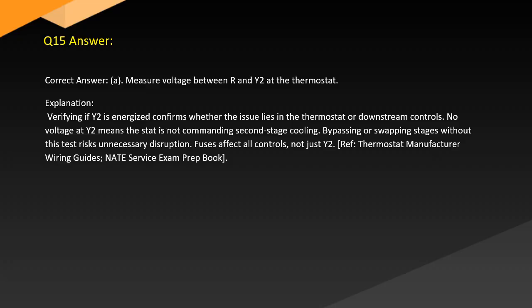Answer. Correct answer: A. Measure voltage between R and Y2 at the thermostat. Explanation. Verifying if Y2 is energized confirms whether the issue lies in the thermostat or downstream controls. No voltage at Y2 means the stat is not commanding second-stage cooling. Bypassing or swapping stages without this test risks unnecessary disruption. Fuses affect all controls, not just Y2. Ref. Thermostat manufacturer wiring guides, Esco Institute service exam prep book.